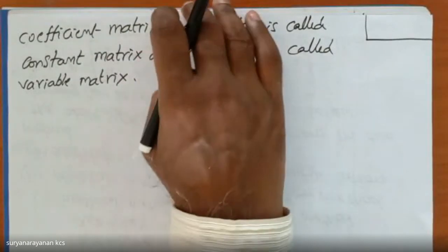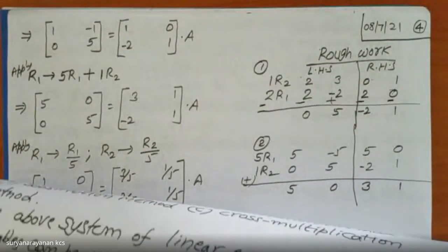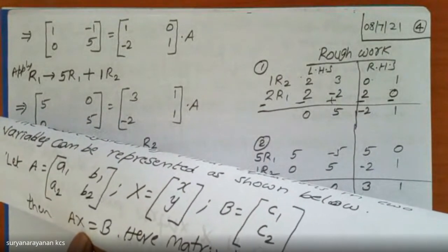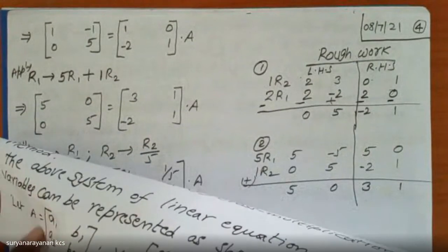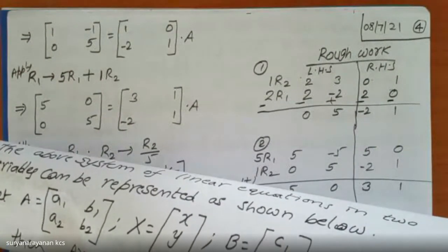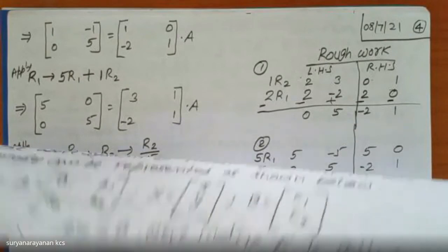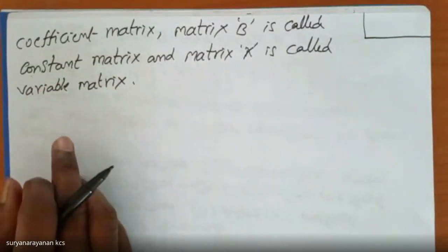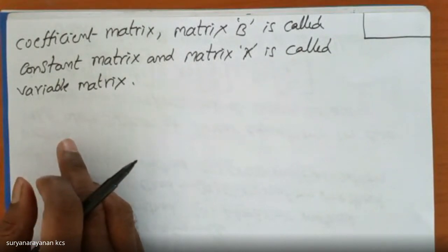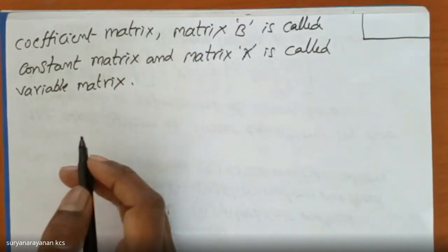So to solve this system of linear equations using this matrix method, we have to find the determinant of this coefficient matrix. Determinant of a matrix is a number associated with this matrix. It is nothing but a number. Determinant of a matrix is a unique number associated with the matrix.